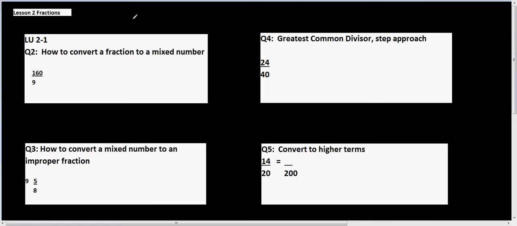How to convert a fraction to a mixed number. Well, if you have an improper fraction like this one, 160/9, what you're really saying to convert here is to take 9 and divide that into 160.